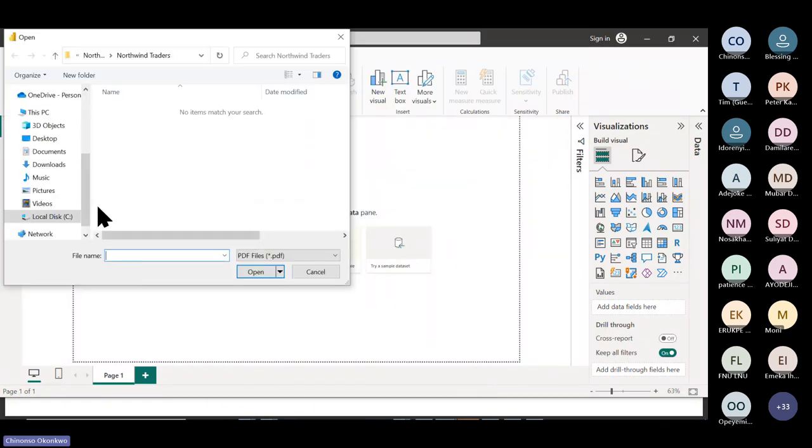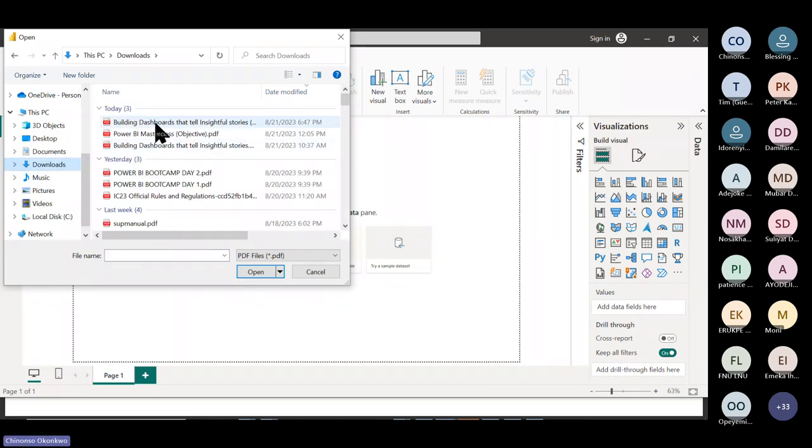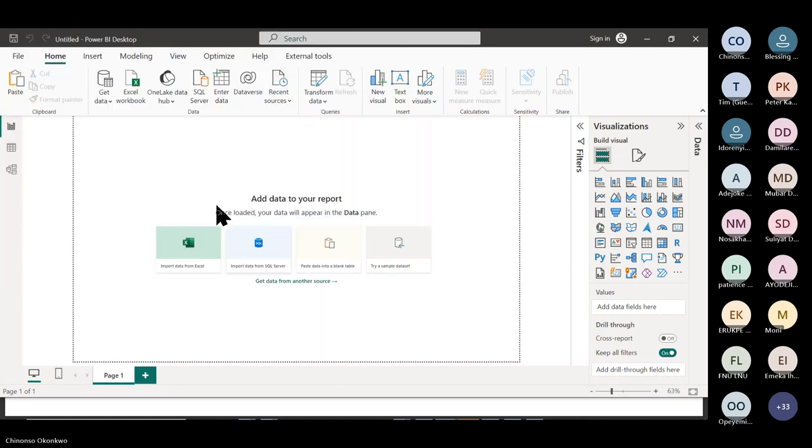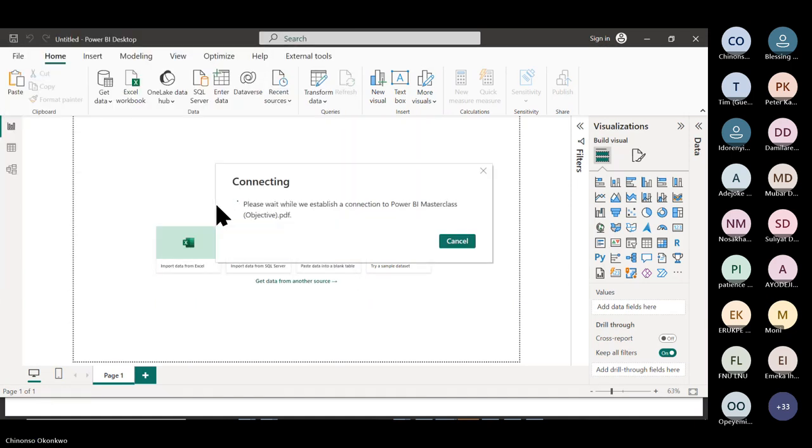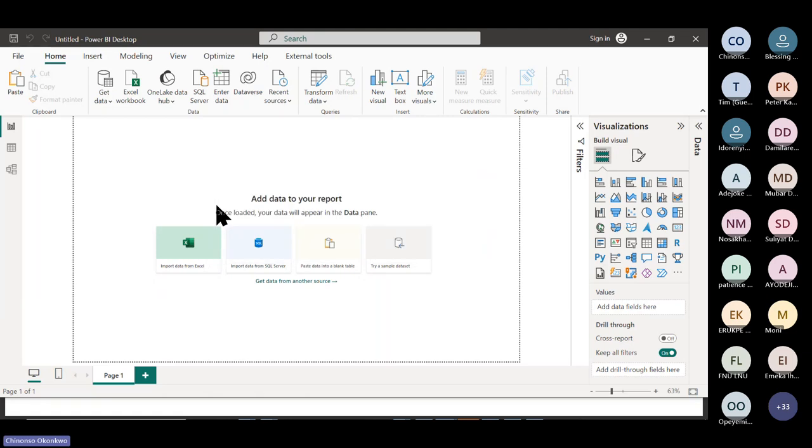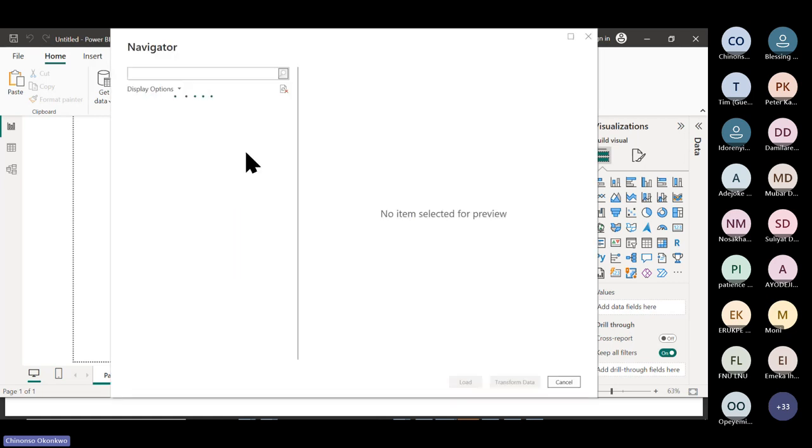While that's loading, I'll just go to my downloads. Yes, I'm going to open this. I think I included the data source in this PDF, so you see it. I wanted to get it from the web initially, but that website has some kind of blocking. You can't just get from that website. So we are just going to have to do this instead.